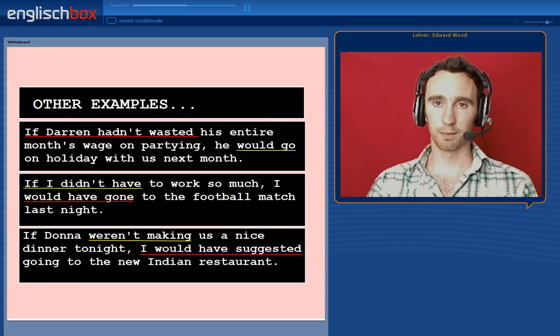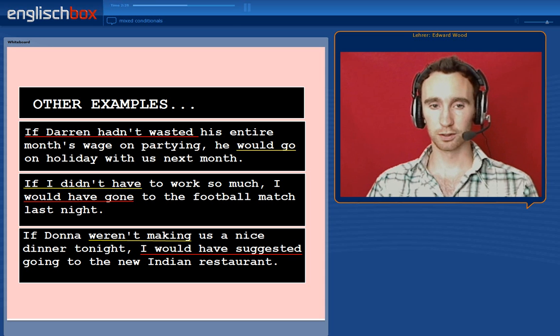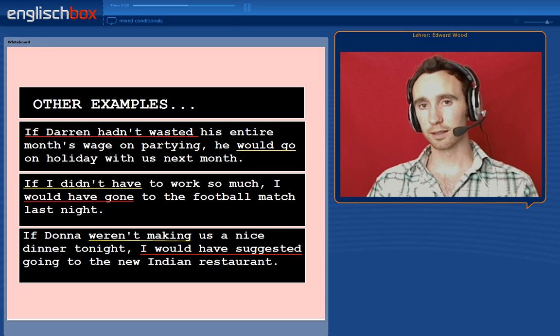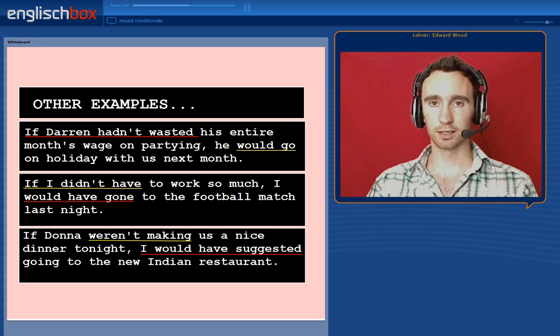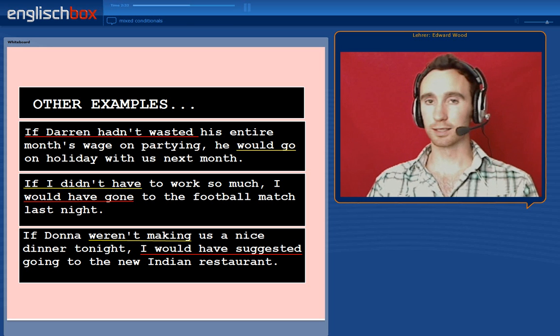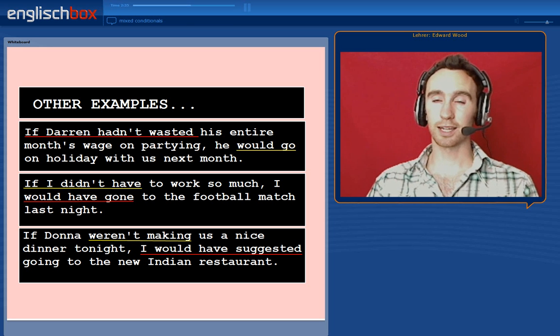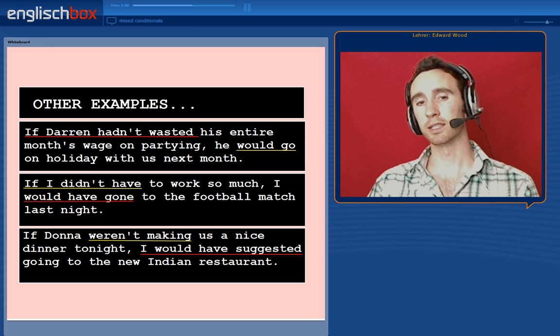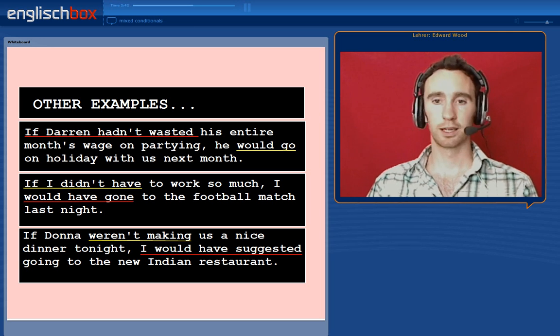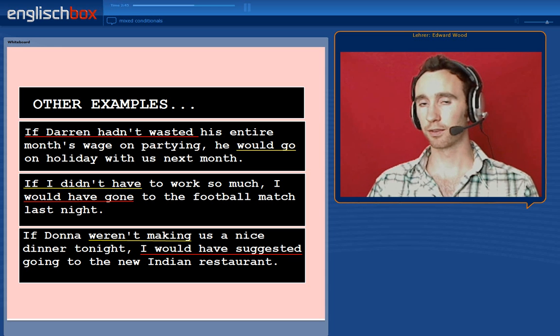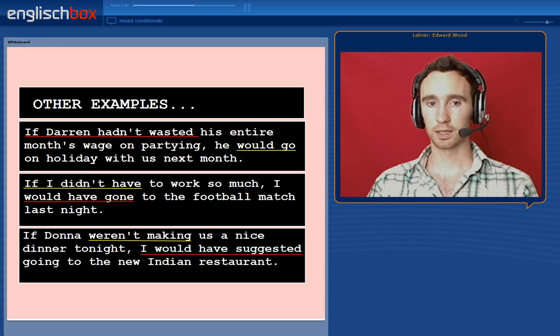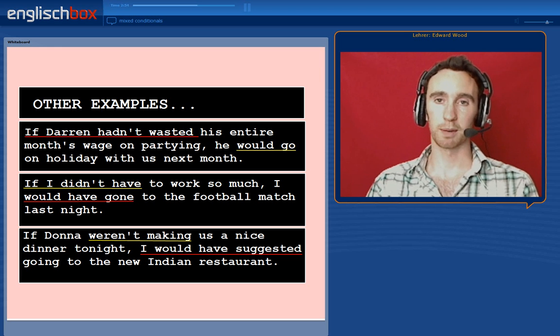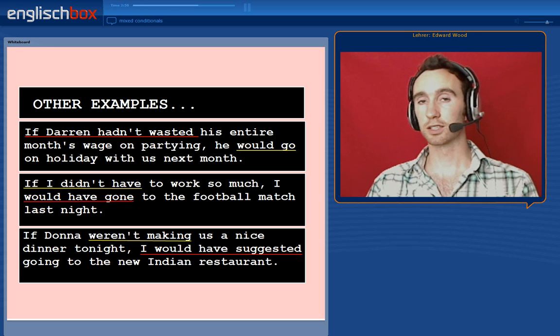So let's consider some other examples of mixed conditionals. Those sentences underlined in red are third conditional forms, and those sentences underlined in yellow are second conditional forms. For example, if Darren hadn't wasted his entire month's wage on partying, he would go on holiday with us next month. So in the past, he wasted all his money, and our holiday is next month. So this is a mixture of the two conditionals because we're talking about a past event in relation to a future event.